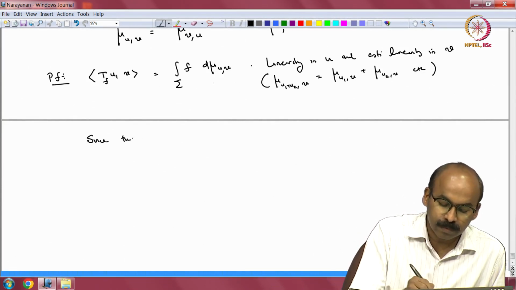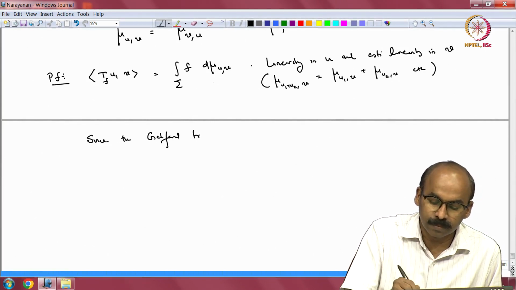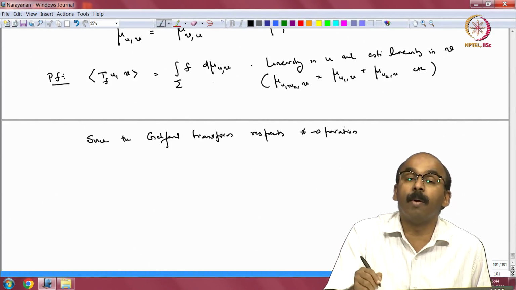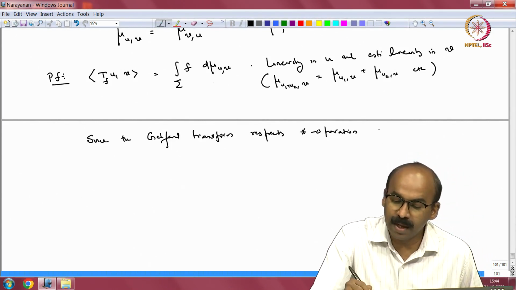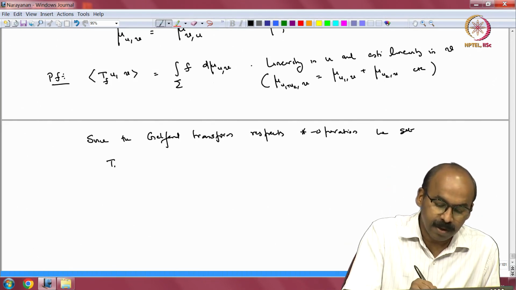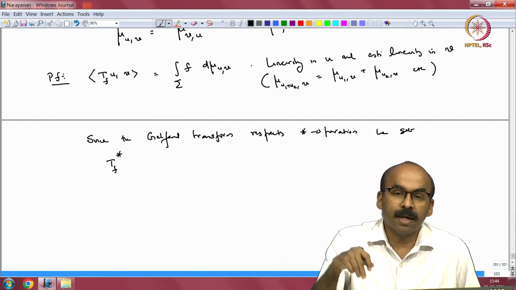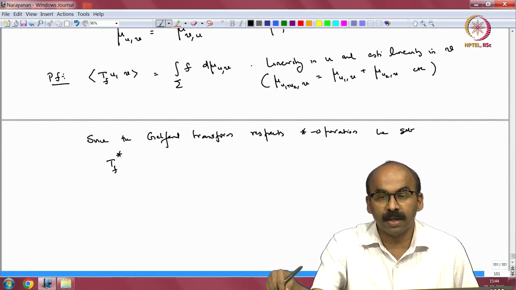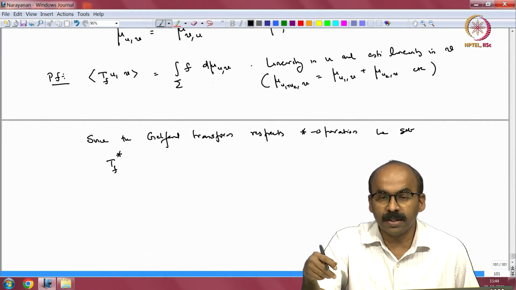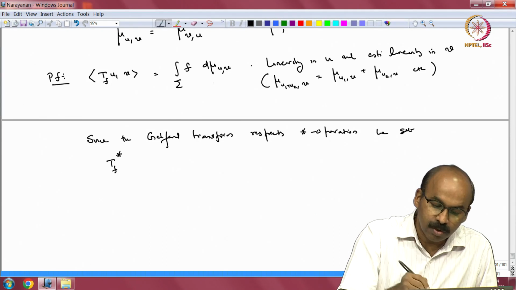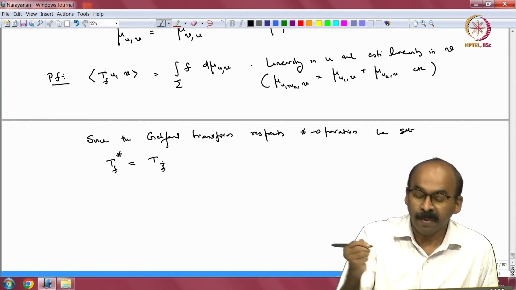Since the Gelfand transform respects the star operation, that means it is a star homomorphism, okay, we get T f star. So, remember f is a continuous function, the operator T sub f is that operator whose Gelfand transform is f, right. So, if I take the adjoint of T sub f, this operator on the other side, that means after taking the Gelfand transform I should get the adjoint of f, but the adjoint of f is just f bar, right. So, this would be T f bar, right.